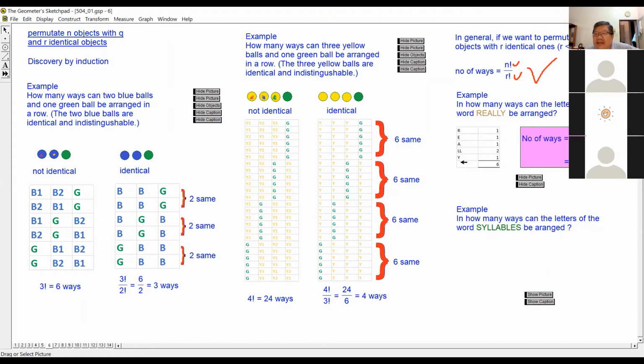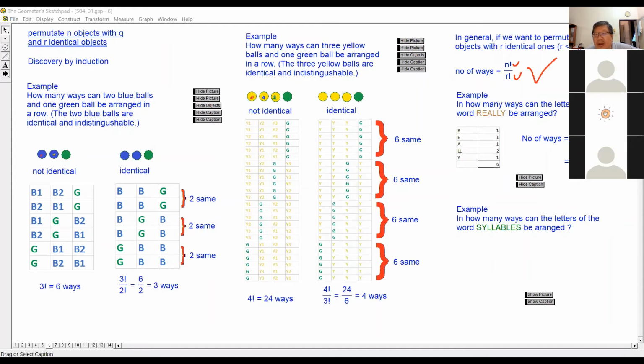So altogether there are 6 letters. We use 6 factorial, and 6 factorial divided by 2 factorial. How many is 6 factorial? 720. 6 factorial is 720. 720 divided by 2 factorial, which is 2. So 720 divided by 2 is 360.